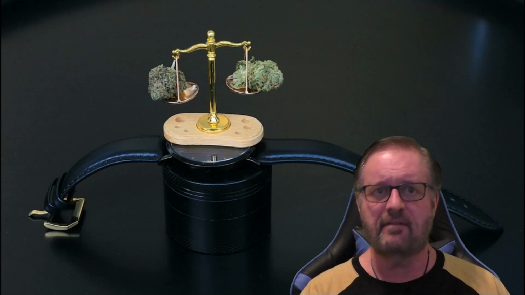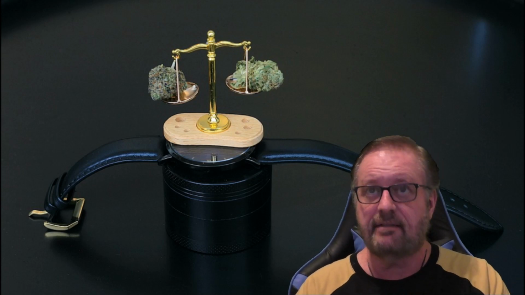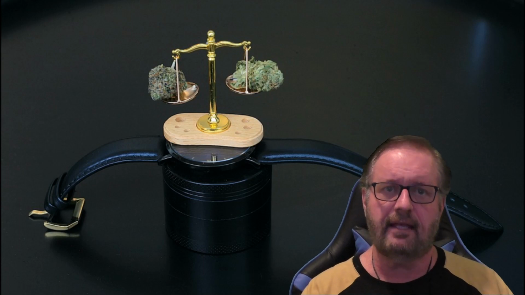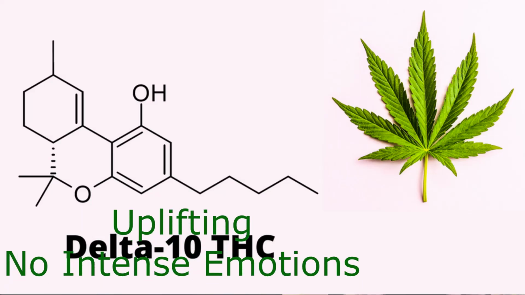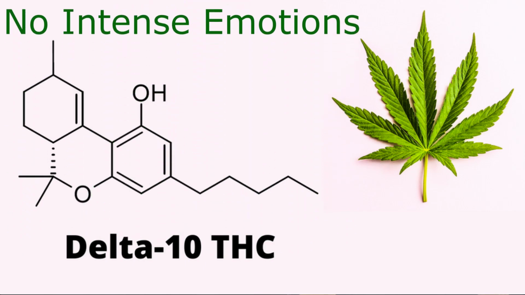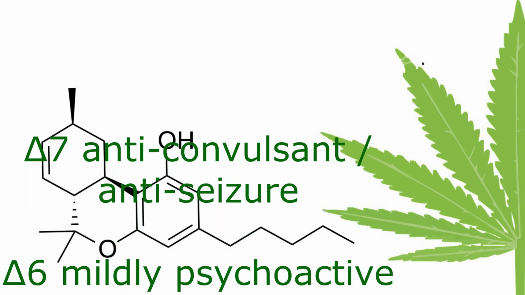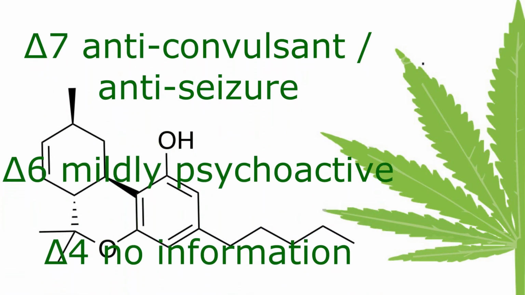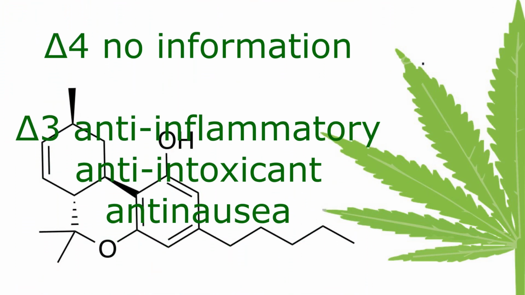So what about these other isomers? We've discussed 8 and 9. Delta-10 THC is reported as having an uplifting and relaxing effect that does not cause intense emotions. Delta-7 THC appears to cause full body relaxation. It can also be an anticonvulsant and it can prevent seizures.